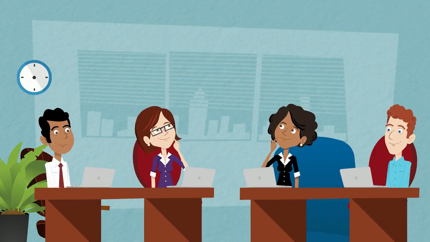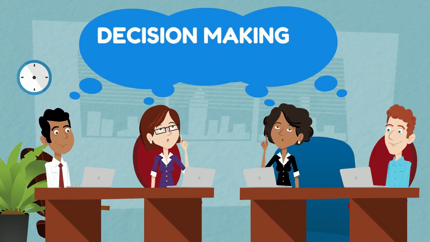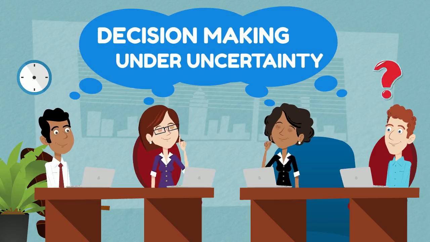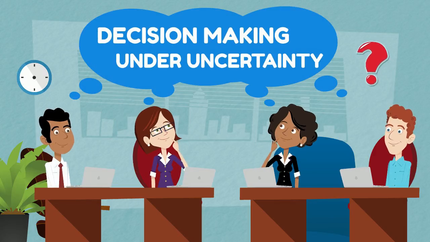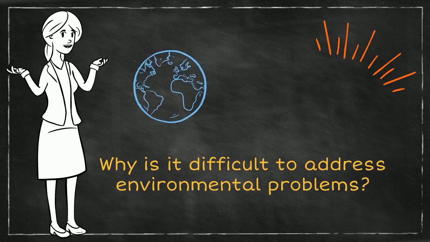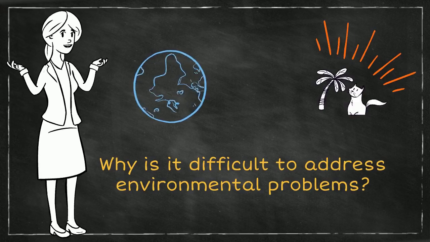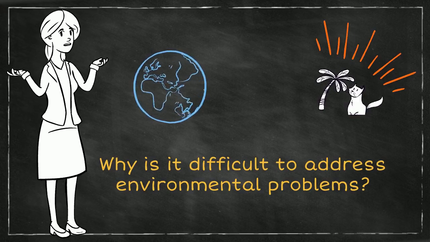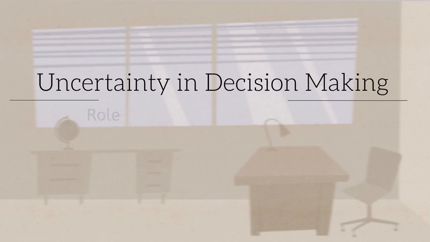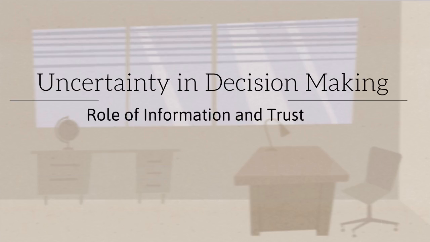How do we make decisions about our society and environment when we don't know what might happen in the future and it is difficult to predict the actions of those around us? Hello friends, and welcome to the third part of this video series where we talk about the complexities of environmental problems. And in this video, we are going to talk about uncertainties in decision making and the role of information and trust in tackling them.